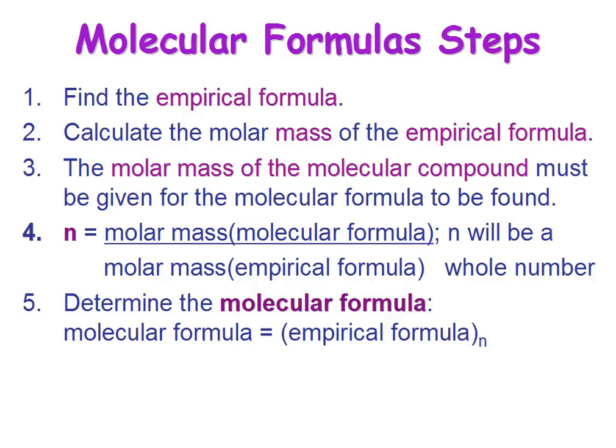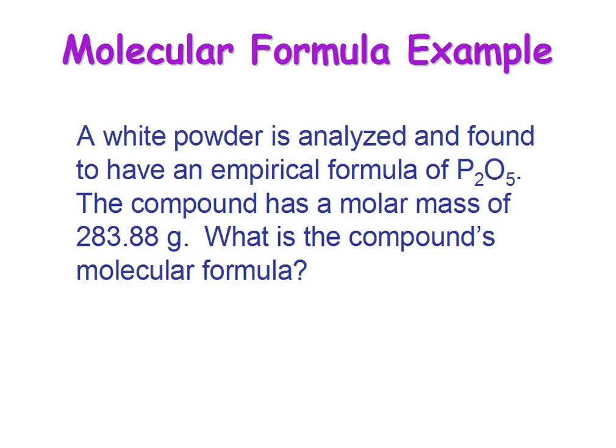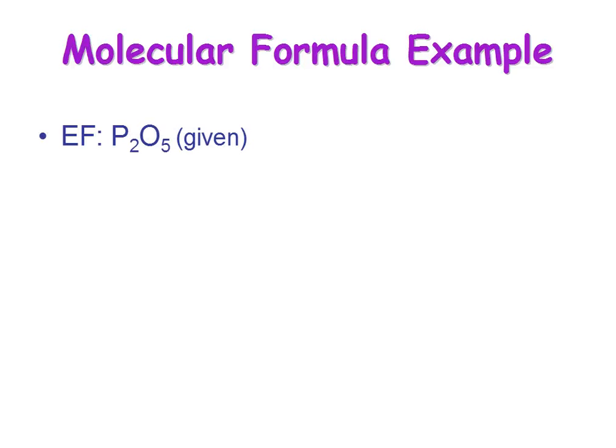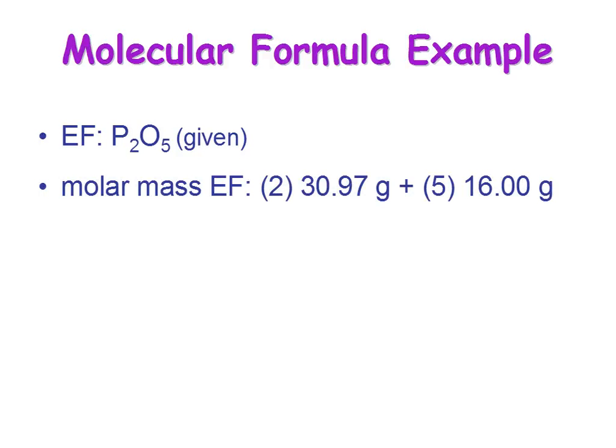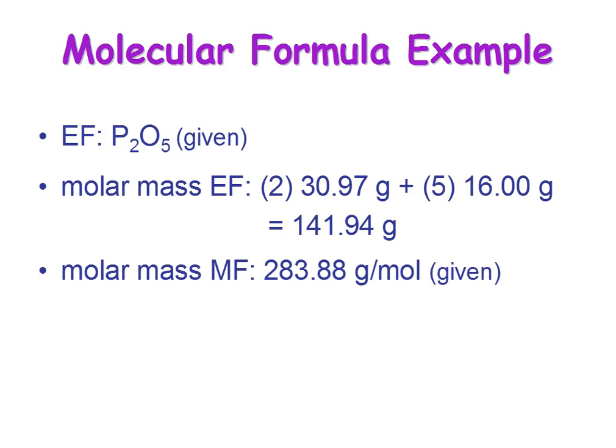So we have a white powder here that was analyzed and determined to have an empirical formula of P2O5. Now we're told the compound has a mass of 283.88 grams. We want to know what the compound's molecular formula is. So we have our empirical formula, P2O5. We want to find next the mass of that empirical formula by multiplying 2 times the molar mass of phosphorus and 5 times the molar mass of oxygen, which gives me a molar mass of 141.94 grams. The molar mass of the molecular formula was given to us in the problem, 283.88 grams per mole.